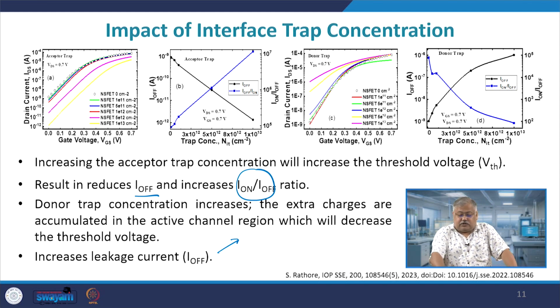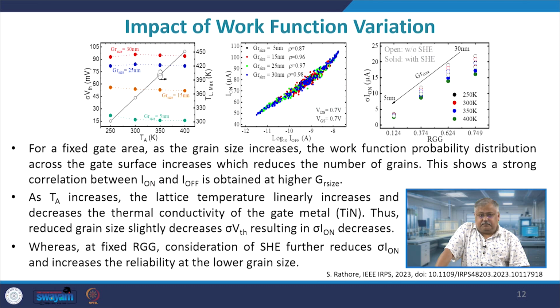As an example, let us look at the last graph, which plots NIT, the interface trap charge concentration, with respect to I off and ion by I off ratio, right. So, the black color is I off and this is ion by I off. Now, what happens is that as the trap value goes on increasing, the ion by I off ratio starts to fall down, because I off starts to increase in a particular region, and therefore the leakage current increases.